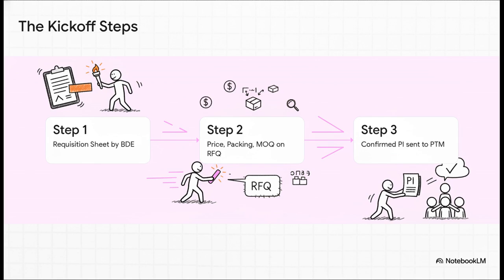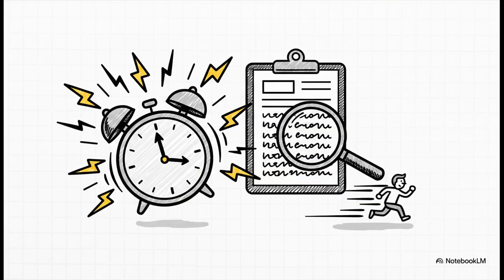After that, the baton goes right back to the BDE for Step 3, who sends the confirmed pro forma invoice, the PI, to the internal product tracking team, known here as PDM. It's a highly active, incredibly collaborative kickoff. But here is the really crucial point, the absolute urgency. The BDE doesn't have days to sit around and ponder this.